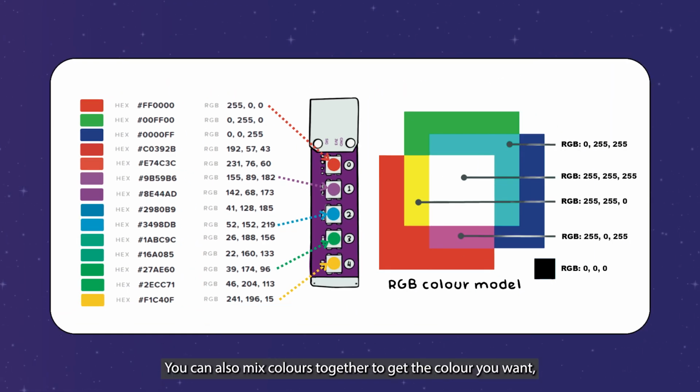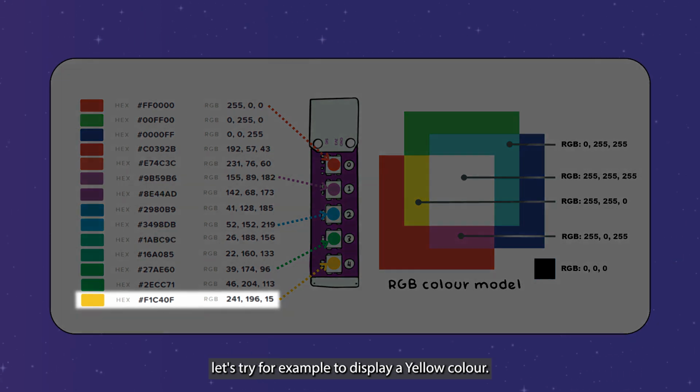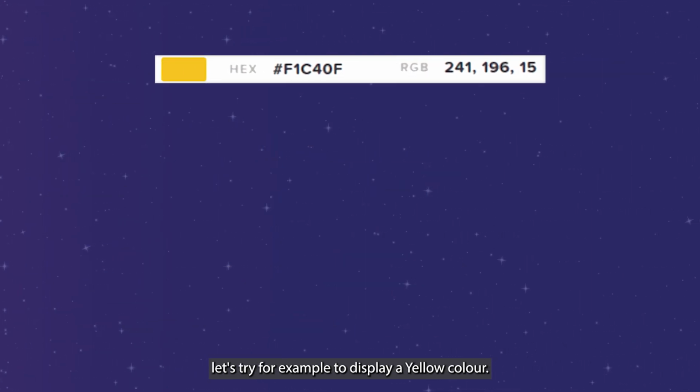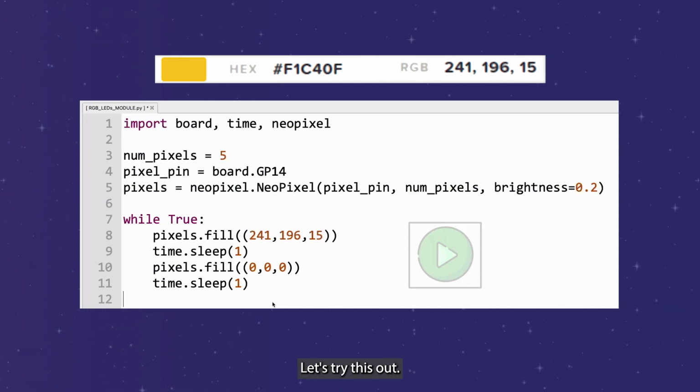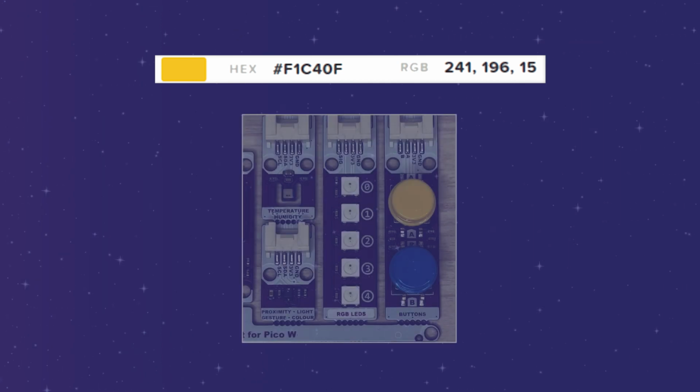You can also mix colors together to get the color you want. Let's try, for example, to display a yellow color. The code of yellow color is 241, 196, and 15. Let's try this out.